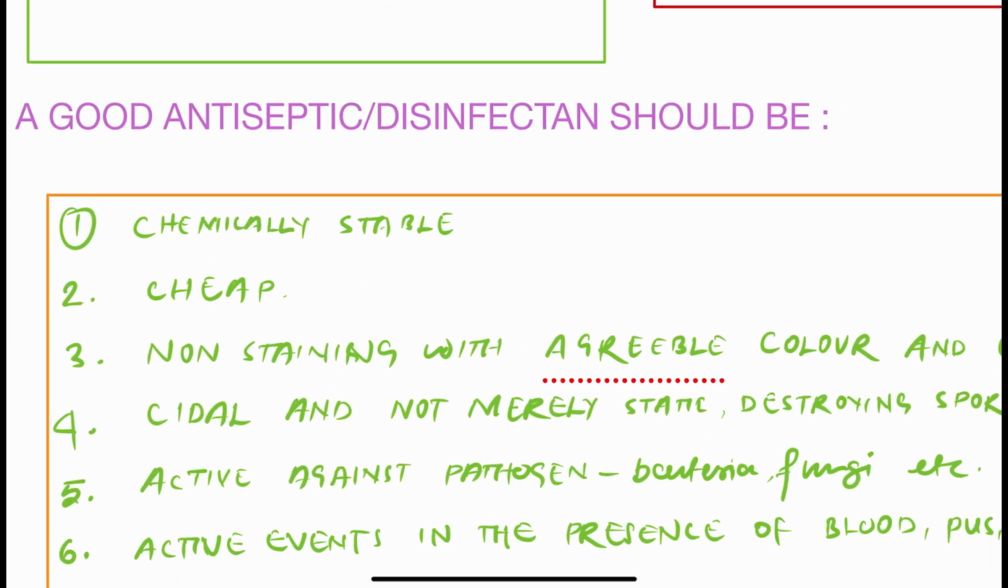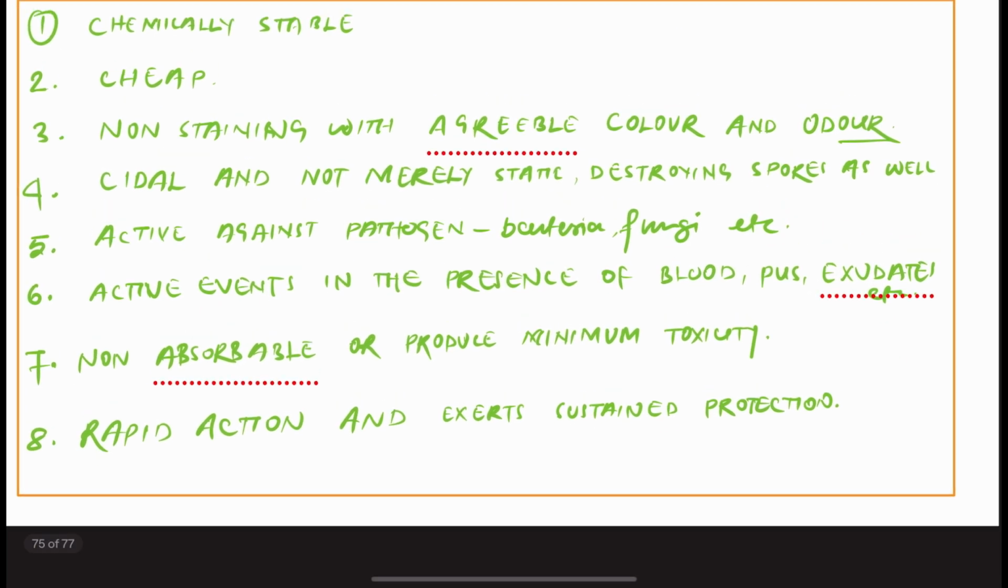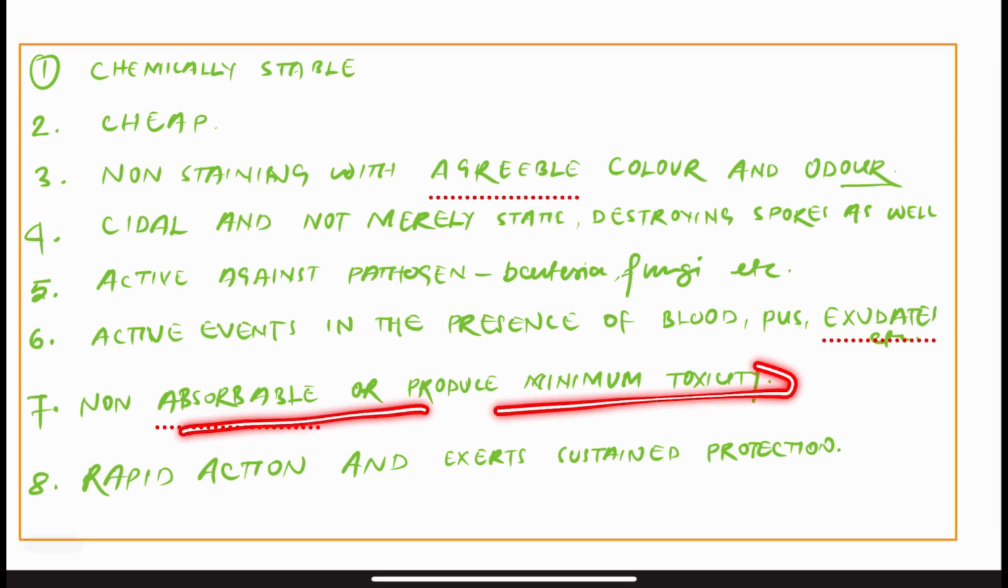Now, what should a good antiseptic and disinfectant be? What are the criteria which make an antiseptic and disinfectant better or good? It should be chemically stable, cheaper, non-staining with agreeable color and odor, cidal and not merely static, and destroying spores. तो cidal होना चाहिए, static नहीं होना चाहिए, मतलब मार दे पूरा. Active against pathogens such as bacteria and fungi. Active even in the presence of blood, pus, exudate, etc. And non-absorbable or producing minimum toxicity.